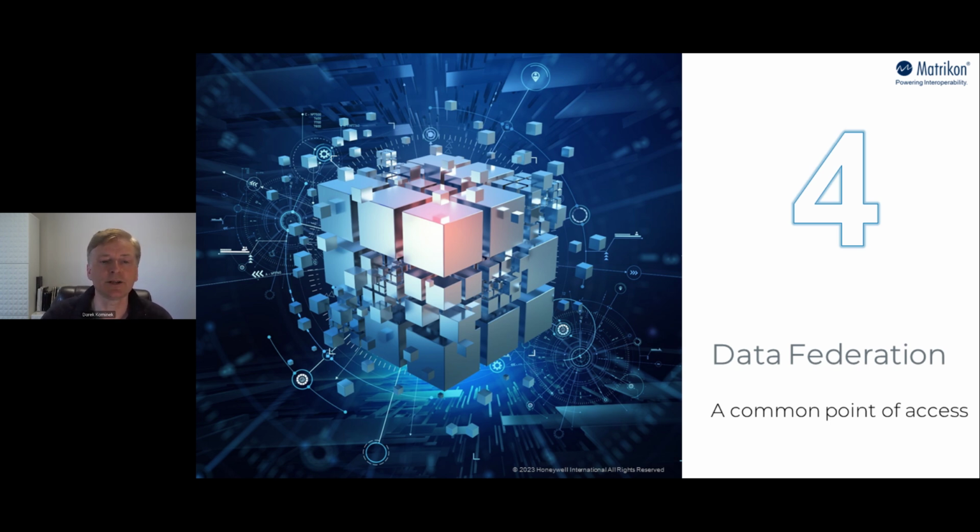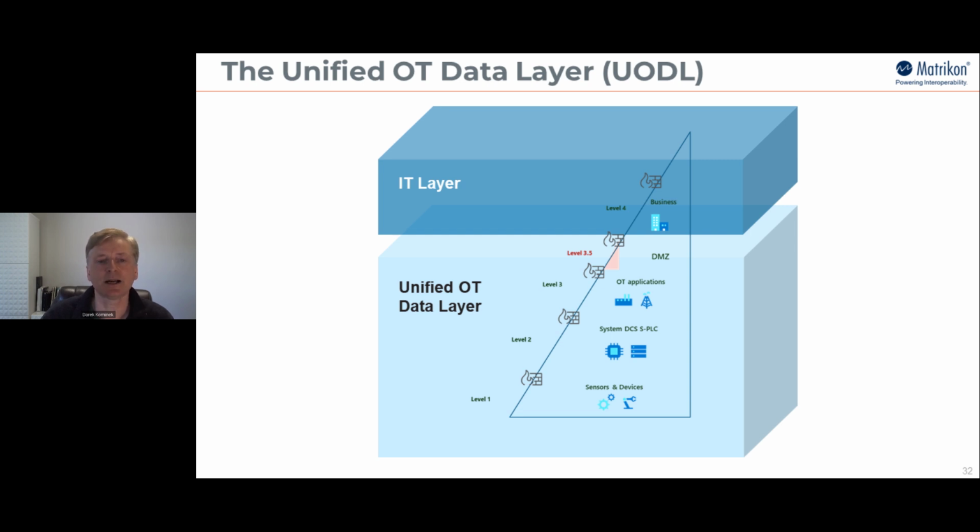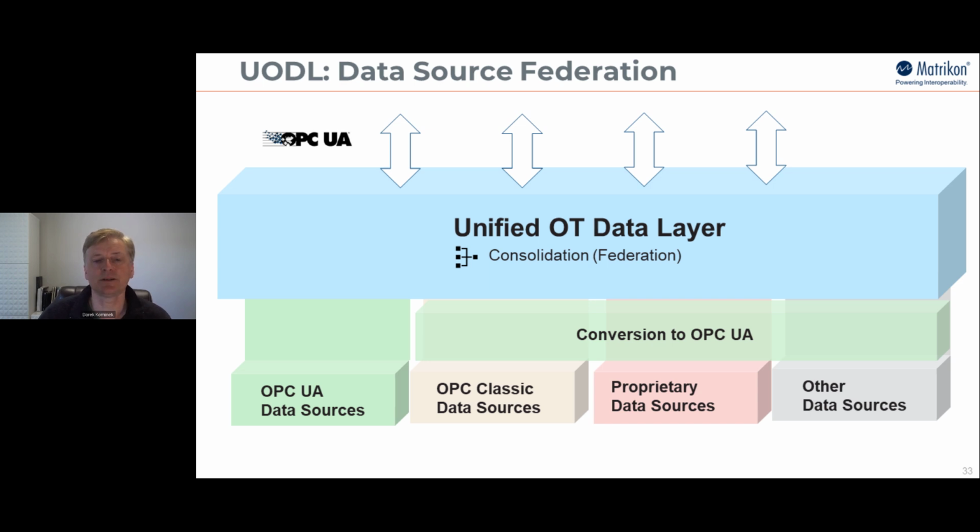Okay, number 4, data federation. Not so much to say here. I mean, obviously, if we're creating a unified OT data layer and we want to give people access to the entire layer, then, for example, IT talking down, and really what we want to do is for that UODL, we want it to have access to the UA data sources, classic data sources. You might have proprietary stuff that needs to get converted or other. And basically, there's a conversion that happens between them into a UA space, and then that provides the springboard where your other clients coming from above connect basically to this single layer. So the federation part is pretty easy to understand.